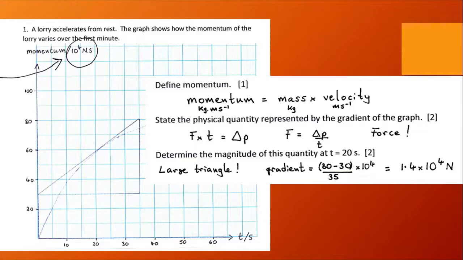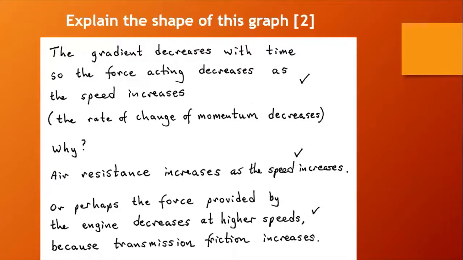And I get about 1.4 times 10 to the 4 newtons. Examiners would give you a little bit of leeway either way, of course. Now, we're asked to explain the shape of this graph. And yes, we should certainly be talking about the gradient, which we've already explained. The gradient decreases as time increases.